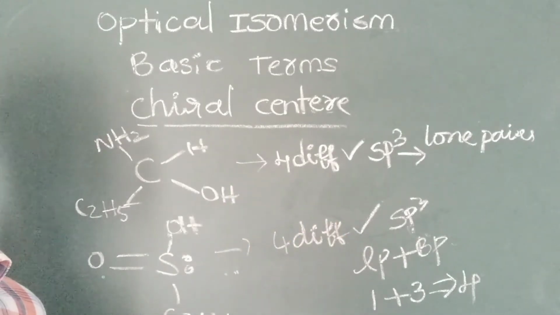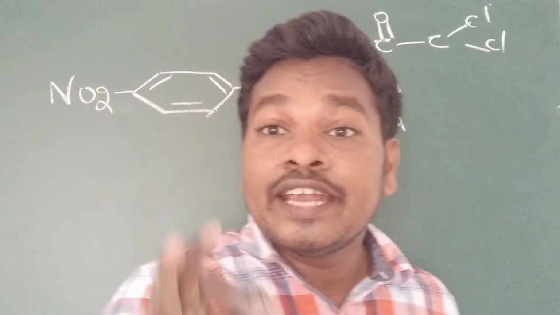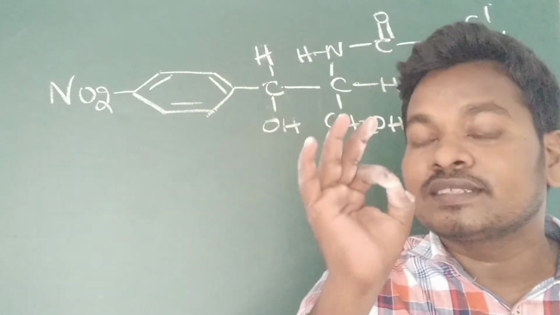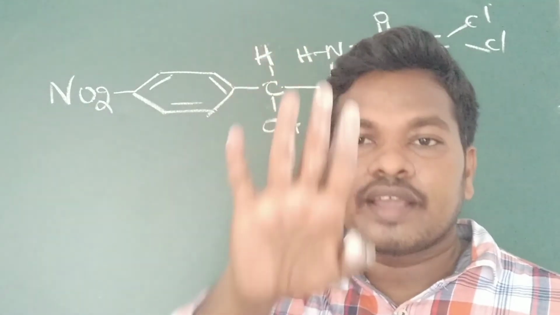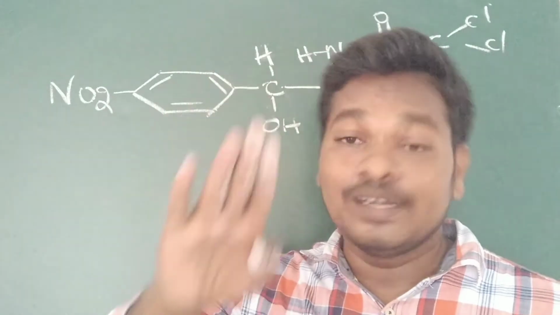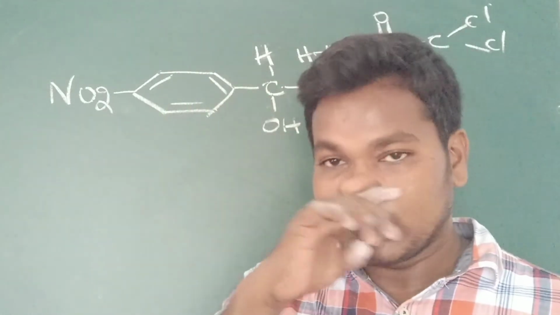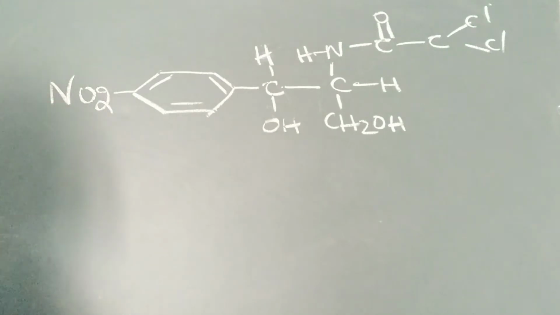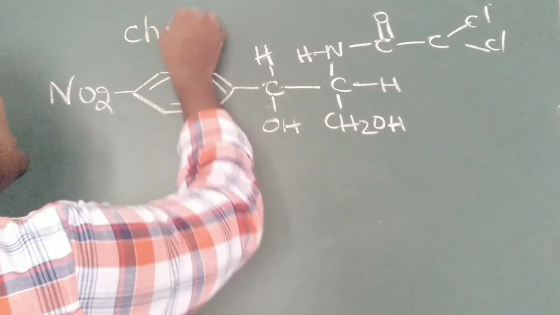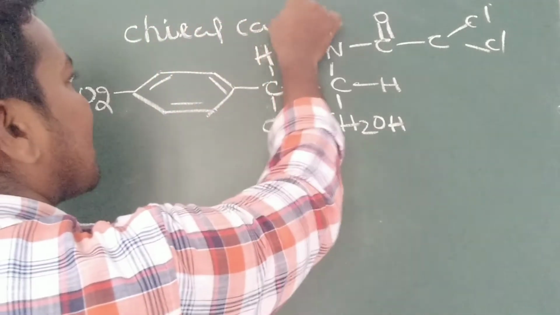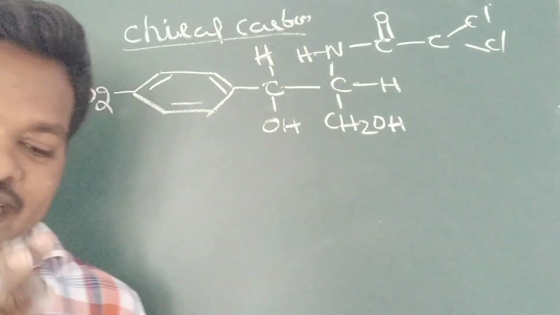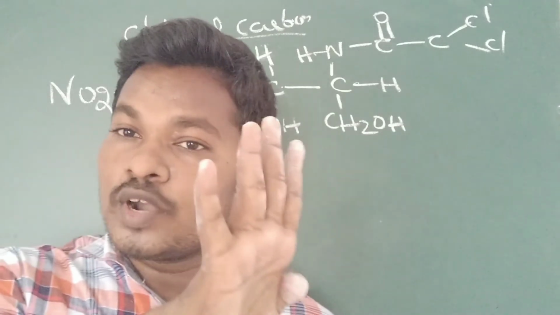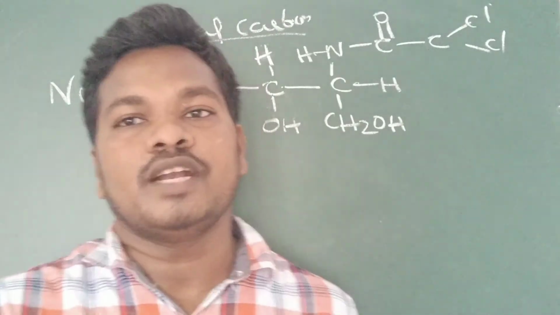In a given molecule, find out the number of carbon chiral centers. They are asking only for the number of carbon centers. If nitrogen is there, we should not consider it; if oxygen is there, we should not consider it. The question is to find the number of chiral carbons. The particular carbon atom should be attached to four different groups and show sp3 hybridization. Let us see.